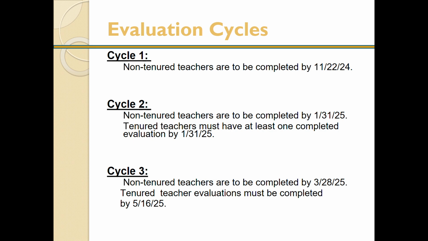So for cycle 1, non-tenured teachers are to be completed by November 22nd of 2024. For cycle 2, non-tenured teachers are to be completed by January 31st of 2025. And tenured teachers must have at least 1 completed evaluation by January 31st of 2025. Lastly, cycle 3, non-tenured teachers are to be completed by March 28th, 2025, and tenured teacher evaluations must be completed by May 16th of 2025.